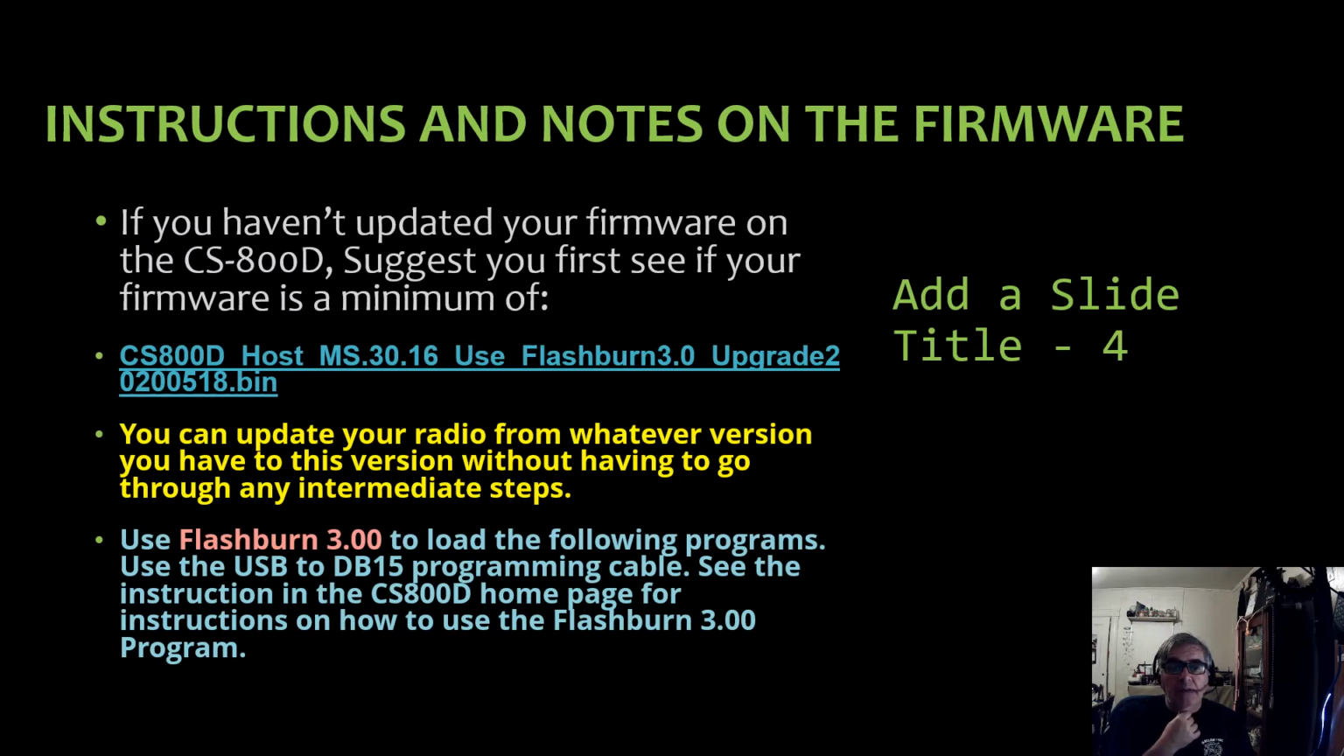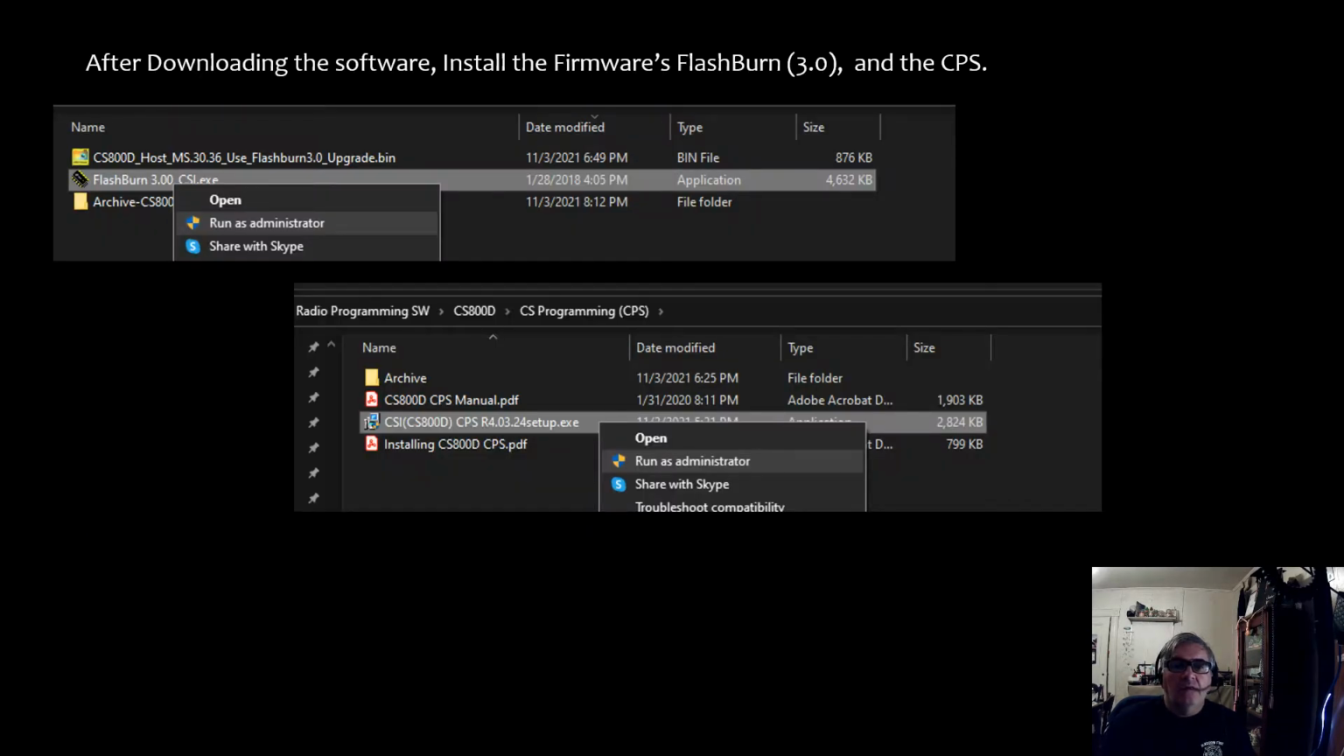All right, and then the FlashBurn 3.0 to load the following programs. So it says you want to use the USB to DB15 program cable, which is what I used, and you'll see that in a video later in here. Okay. See the instructions on the CS800D homepage for how to use the FlashBurn program. I made it a little quick and easy, and I guess I should have gotten rid of the add slide to title 4. I should have erased that. Again, when I download things, I just right click and go to run as administrator in both of them. Okay, that's how I usually install my software. And then you have to go through the authentication.